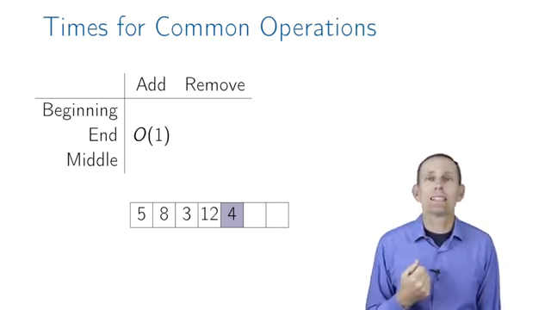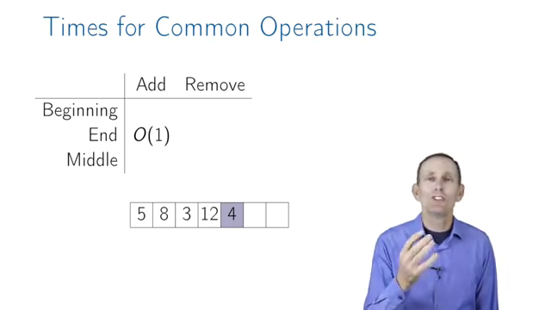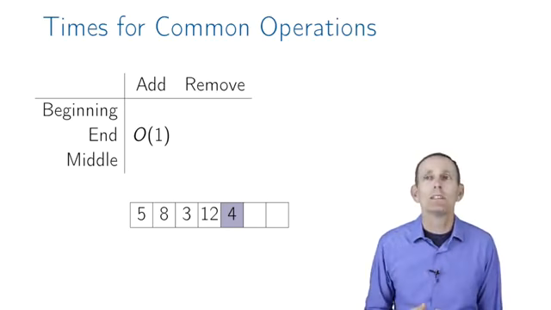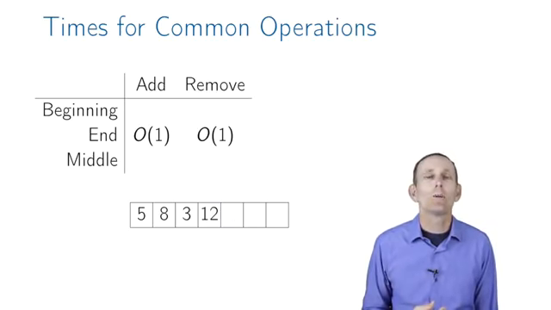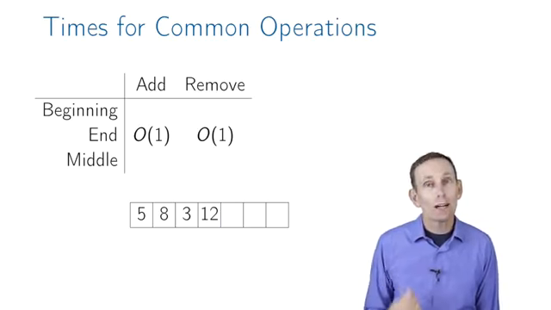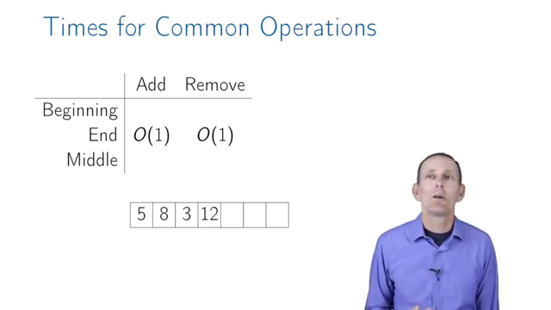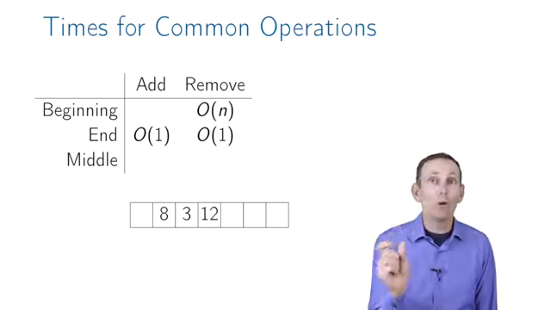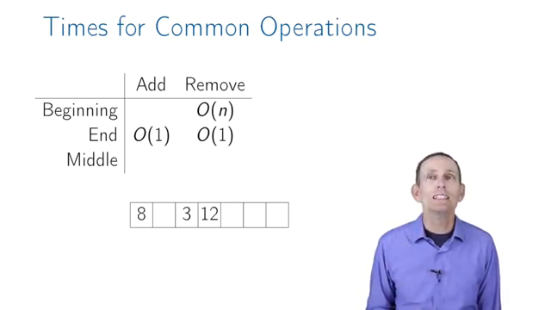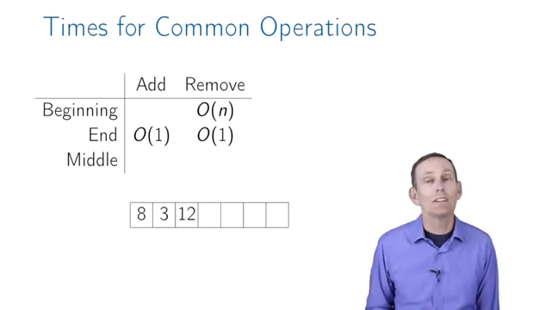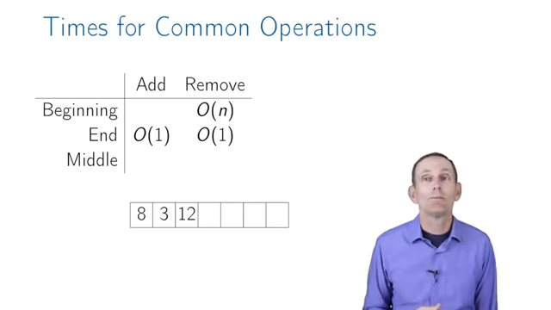If we want to remove the last element as well, that's an order 1 operation because we just update the number of elements that are in use. And so that's an order 1 operation. Where it gets to be expensive is if we want to, for instance, remove the first element. So we remove the 5 here, and we don't want to have holes left in it, so we need to move the 8 down, move the 3 down, move the 12 down. That's an order n operation.